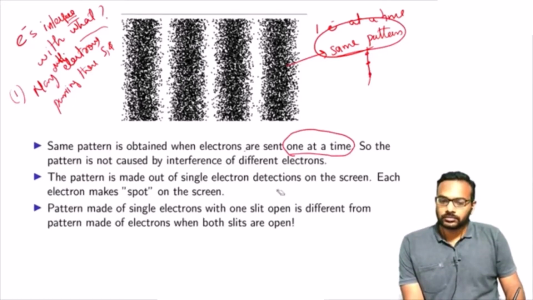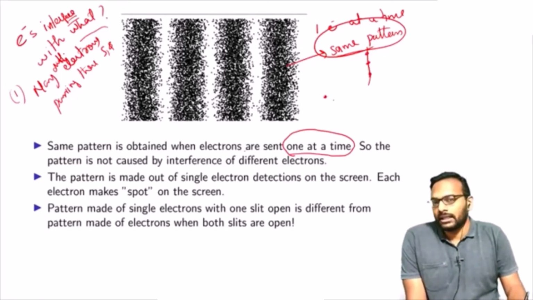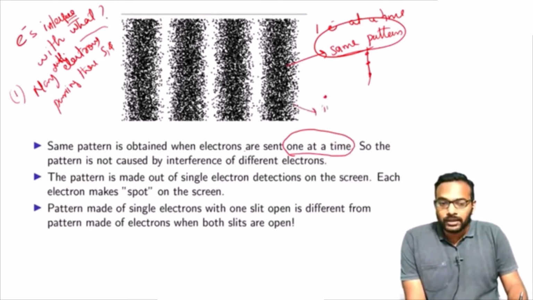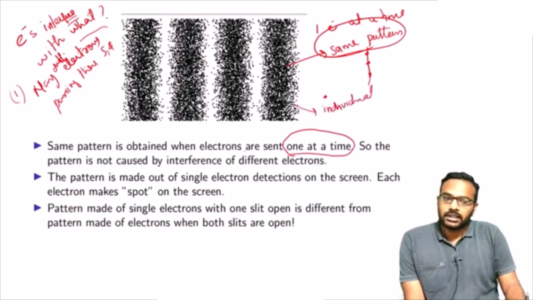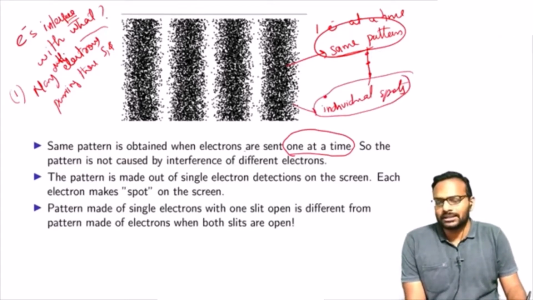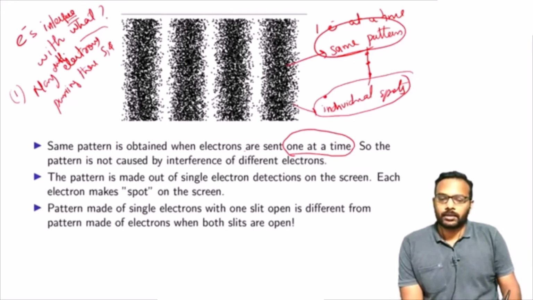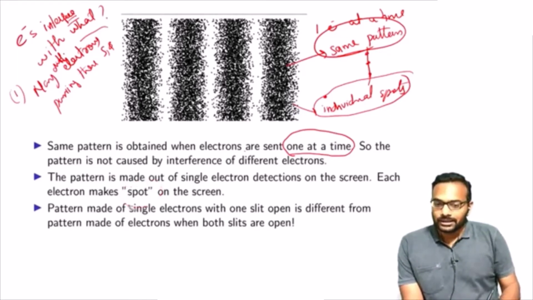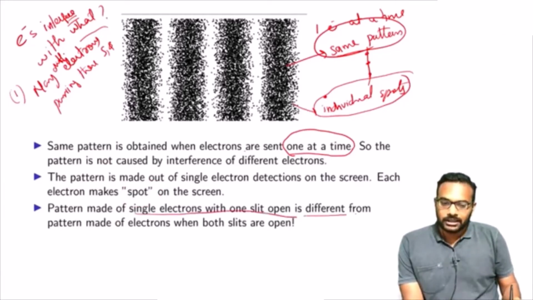Now, if you look at just one electron reaching the screen, you don't see any interference pattern. It's just one spot on the screen. But this interference pattern is made up of individual spots on the screen. This is how electrons behave. We don't know why. Each electron makes a spot on the screen. And the interesting thing is that the pattern made of single electrons with one slit open is different from the pattern made with electrons when both slits are open.